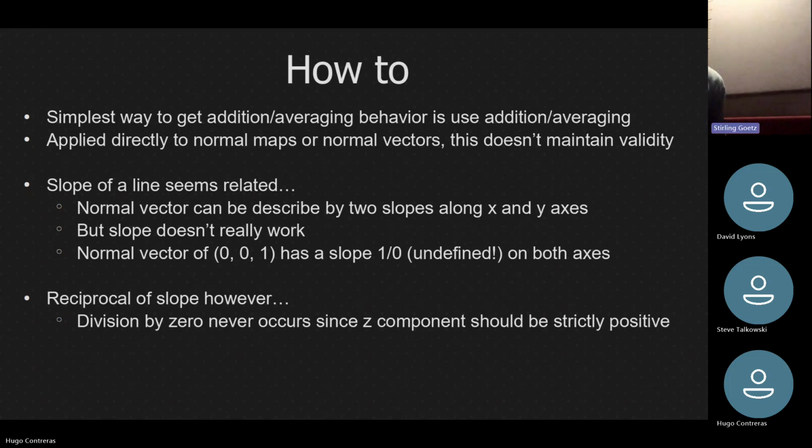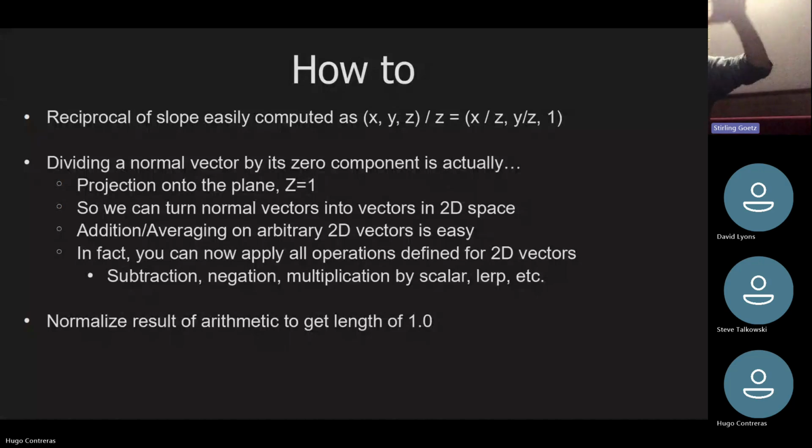We can easily compute it just by dividing the actual vector by z, which is a really common thing in computer graphics. Maybe this is not intuitively obvious if you haven't gotten into the math, but this is mathematically equivalent to projecting the normal vector onto the plane z equals 1 in tangent space. This effectively allows us to turn these normal vectors into two-dimensional vectors in a flat 2D plane. And once we have these 2D vectors, we can add and average them very straightforwardly, component-wise.